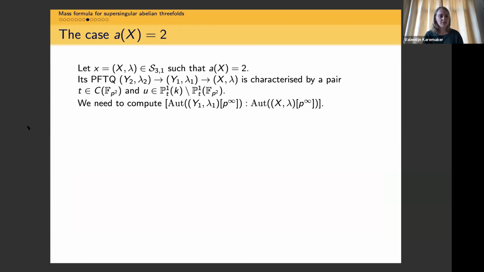So here we have an X_lambda, which has a-number 2. Then we've seen that its PFTQ is characterized by a pair T and U, where T is a point over F_p squared. And U cannot be over F_p squared, because then in fact the a-number would be 3. Okay. So we have this pair T, U here. And we saw that the minimal isogeny just comes from the last bit, so Y1 to X. And so that's the index we need to compute of the automorphism groups of X into Y1.